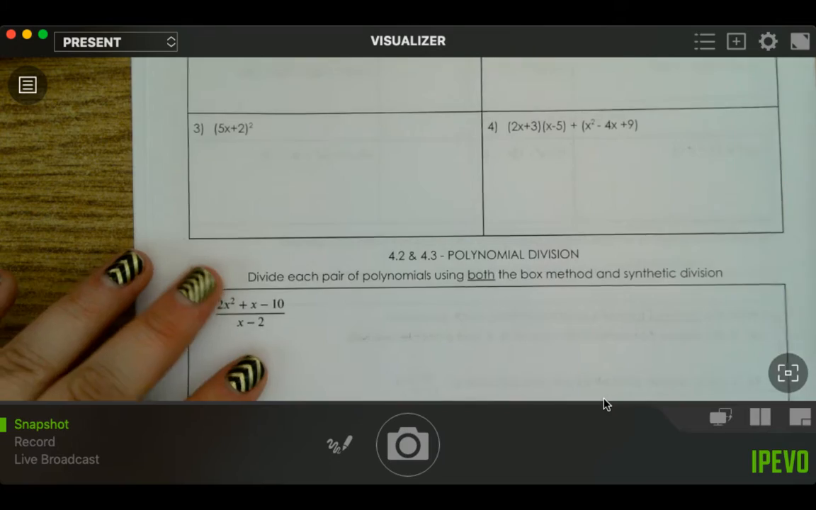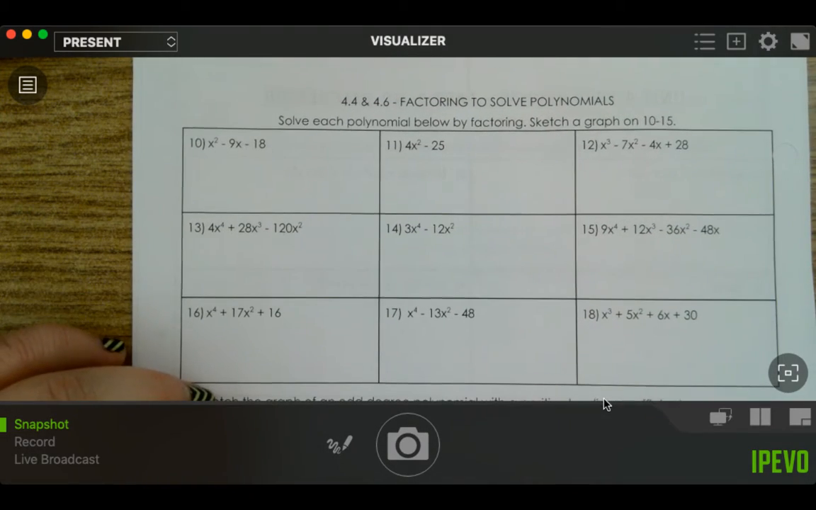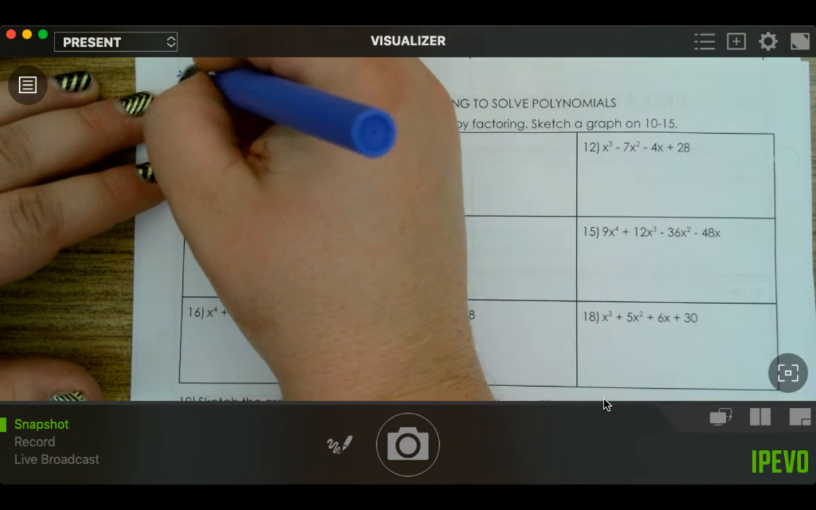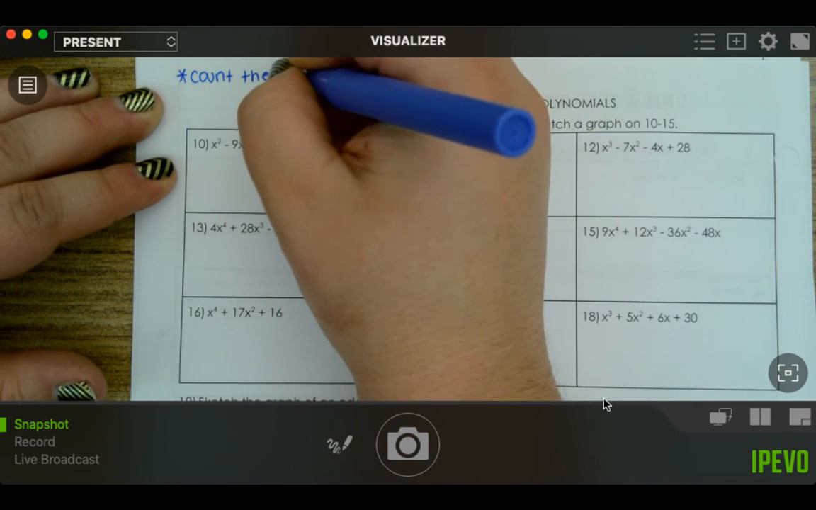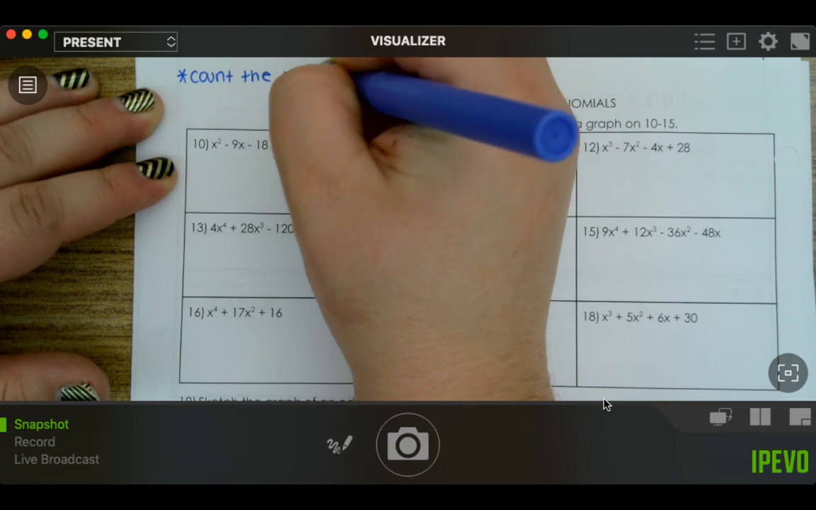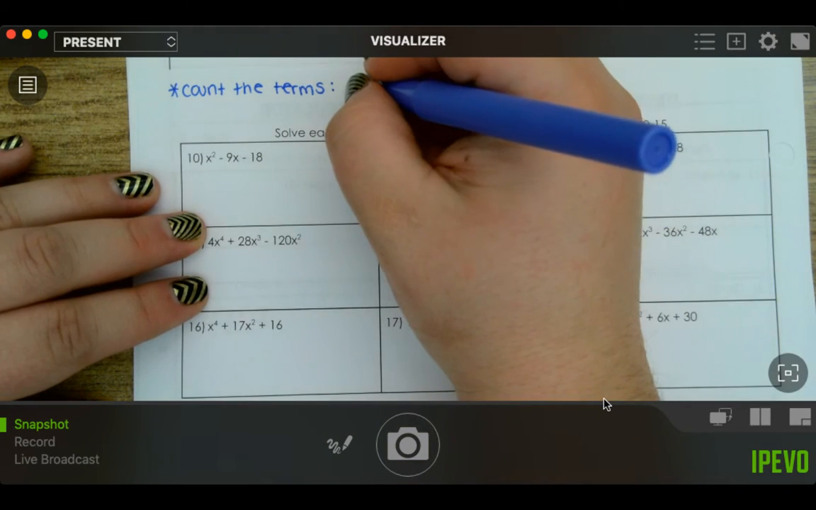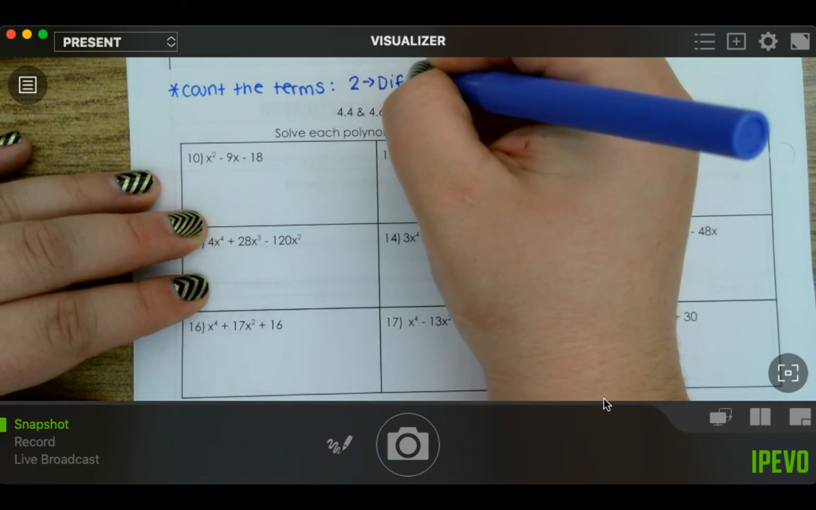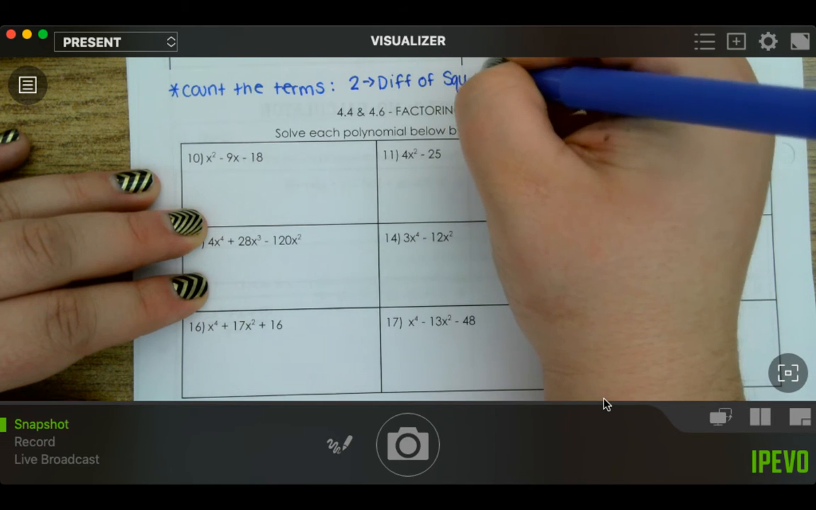Then turning to the back side, you need to know how to factor. And when you're factoring, what I want you to do before you start anything is count the number of terms, because the number of terms tells you how to factor. If there are two terms, then the only way to factor that, at least for us, is going to be difference of squares.